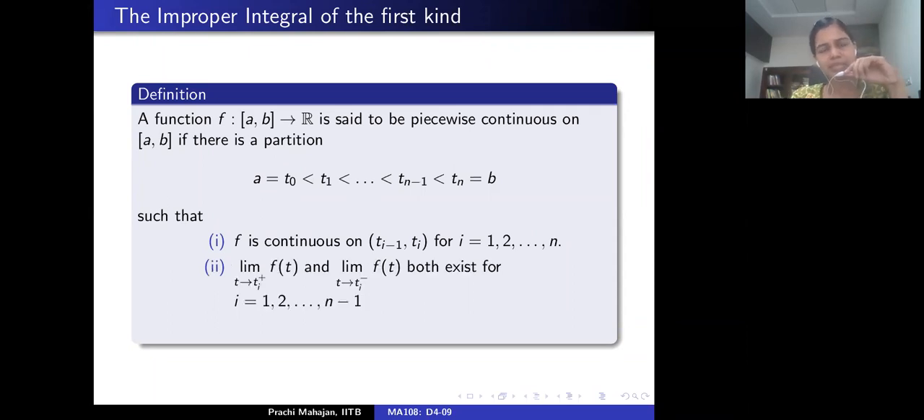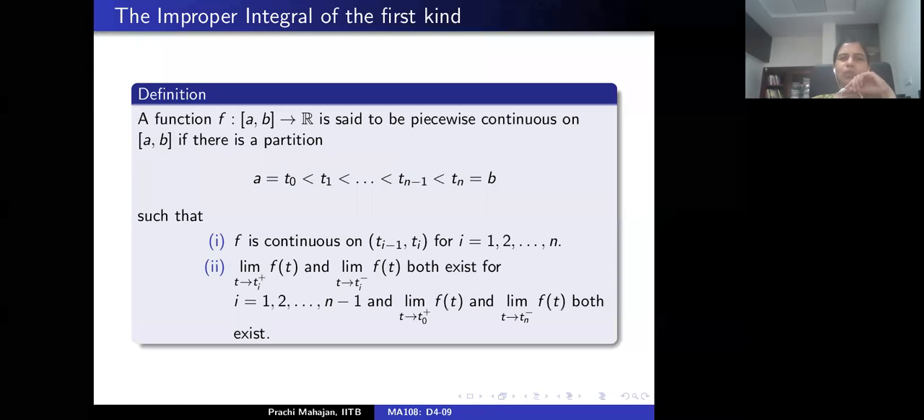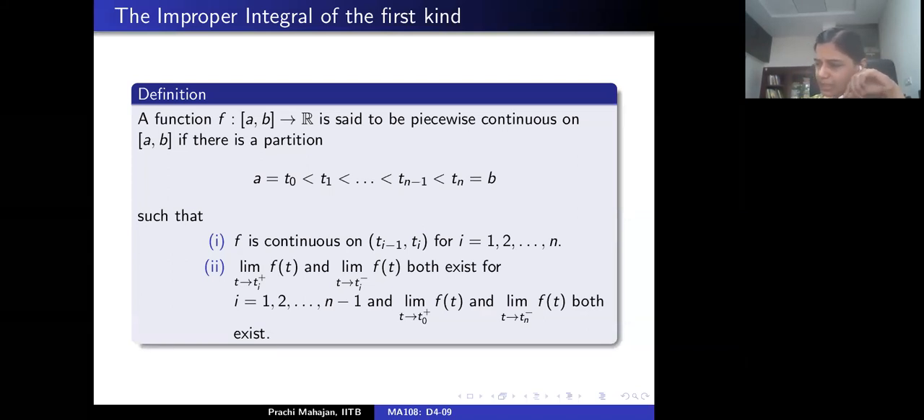And what is part 2 saying? The right hand limit and the left hand limit of f exist at each t_i. So 1 and 2 are a way of putting this analytically: f is piecewise continuous on the interval [a, b] if it is continuous there, except for a finite number of jump discontinuities, right? Property 2 says that f approaches a finite limit at the endpoints of each subinterval (t_{i-1}, t_i) from within the subinterval.